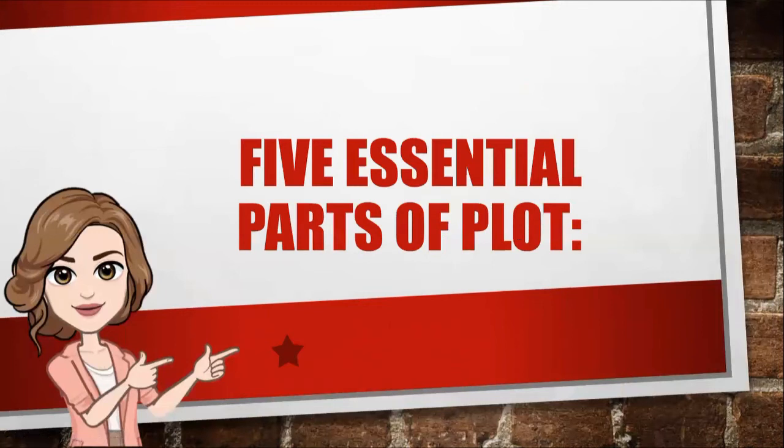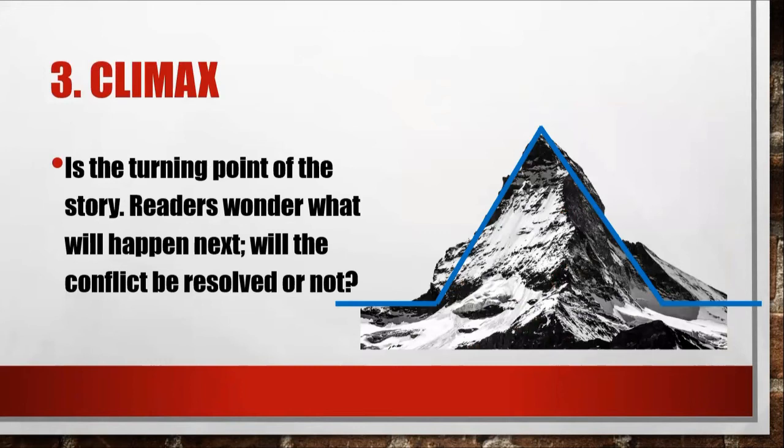Now, let us move on to the other parts of the plot. Let us go back to these parts. Third part of a plot is climax. It is the turning point of the story. It is where the readers wonder what will happen next. Will the conflict be resolved or not? In this part of the story, the problem has already happened or arises. In this part, the protagonist and the antagonist may have been clashing with one another.